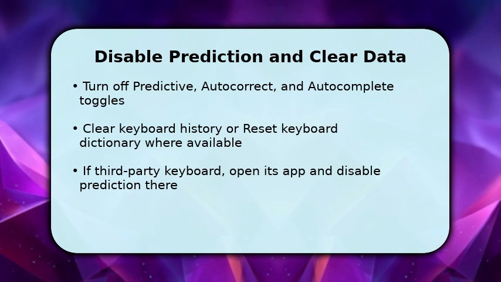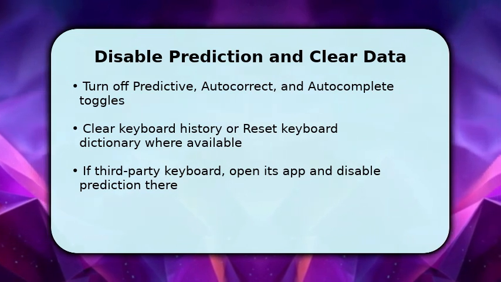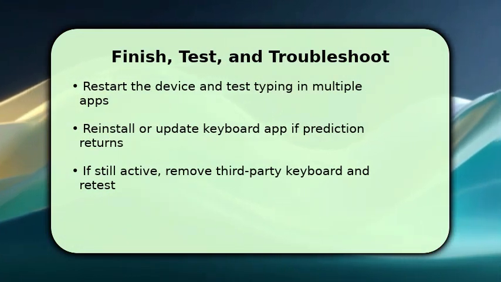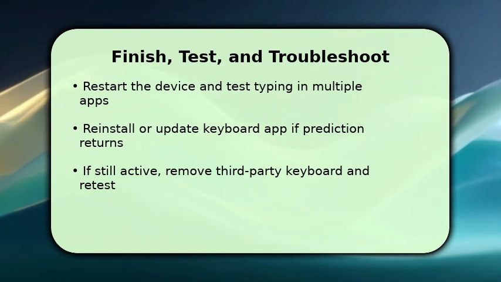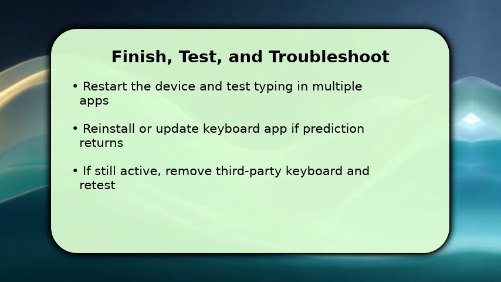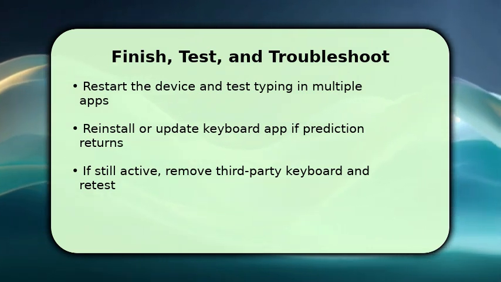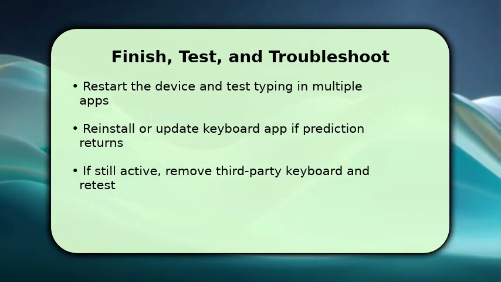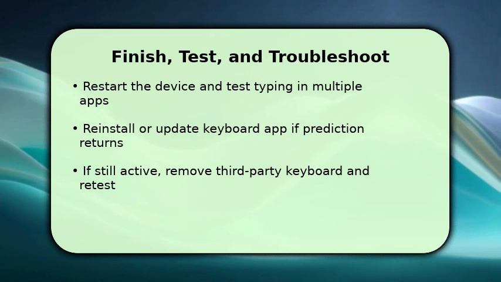You finish by restarting the device to ensure system services reload without prediction enabled. After reboot, test typing in messages, notes, and a browser to confirm no predictive suggestions appear. If prediction returns, update or reinstall the keyboard app, because corrupted settings sometimes re-enable features. Uninstalling and reinstalling forces fresh defaults.